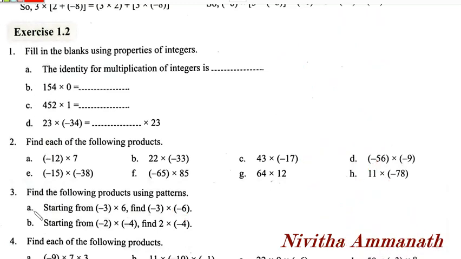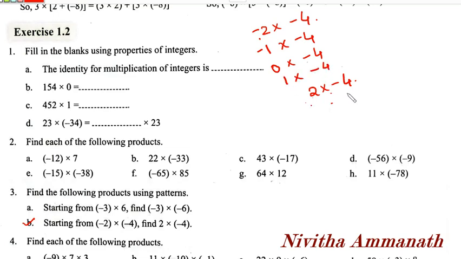Now, the next one you have to do yourselves. That is, from this minus 2 into minus 4, we want 2 into minus 4, right? So here minus 4 is the same, right? We have to do from minus 2 to 2. That is, from minus 2, the next one is minus 1 into minus 4. Then 0 into minus 4. Then 1 into minus 4. Then 2 into minus 4.